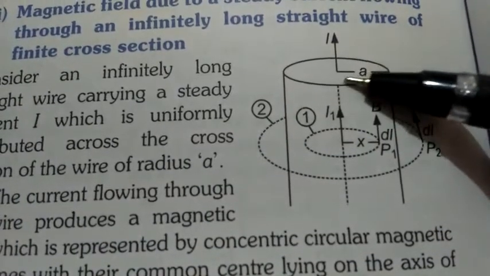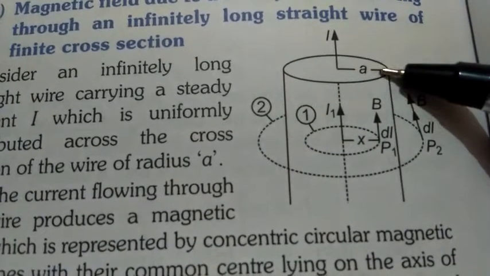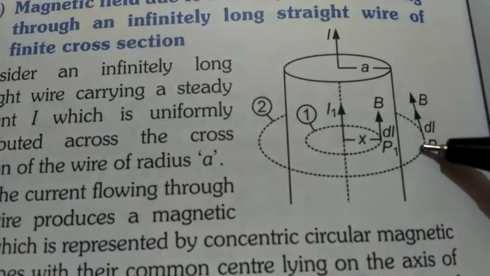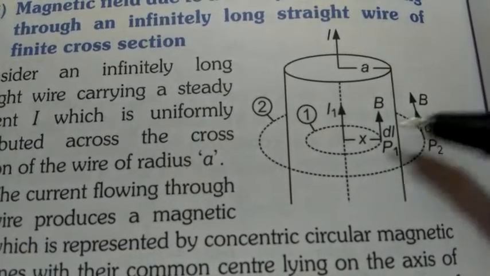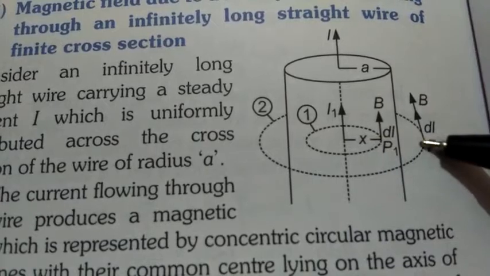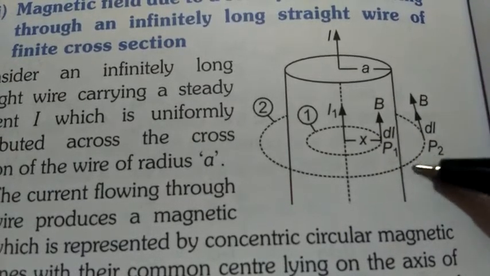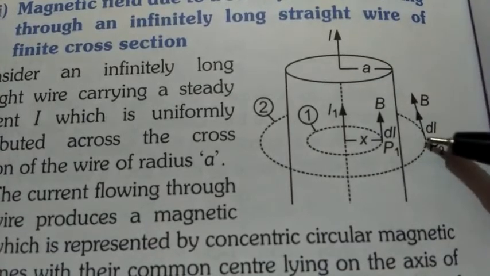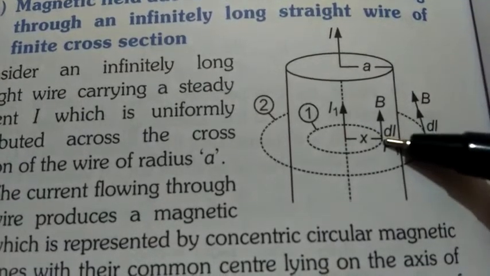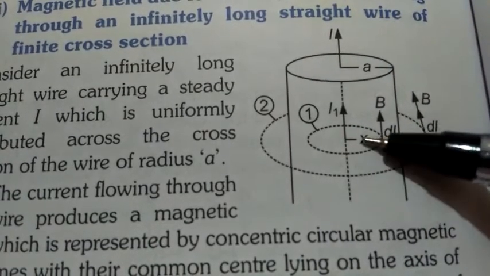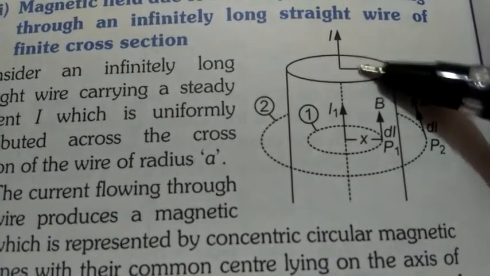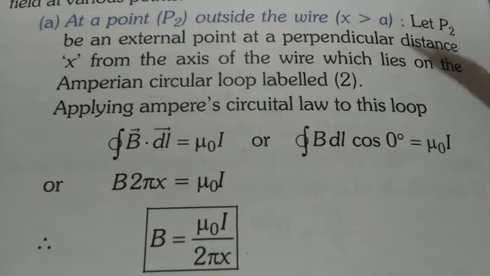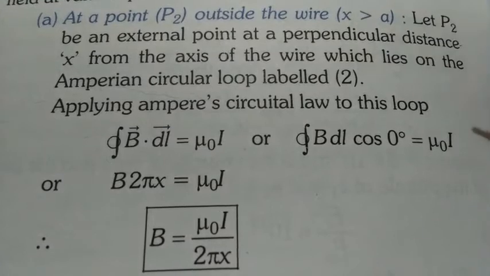Here in this diagram you can see this is the radius of the wire. If a point P is outside the wire, obviously the radius, suppose we take x, so x will be greater than A. Okay, for the point outside the wire, and for any point inside the wire, x will be smaller than A. So here we have taken x greater than A.